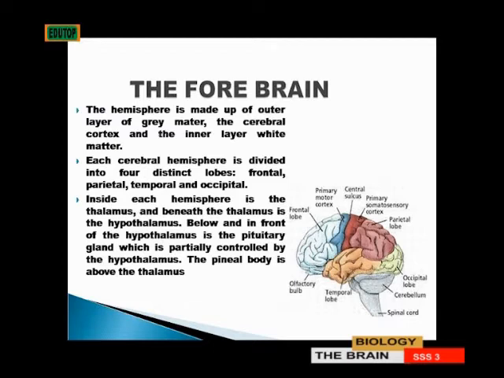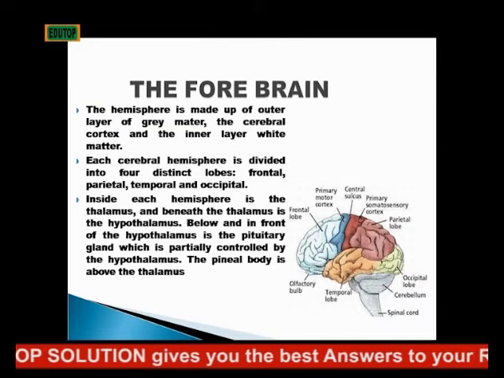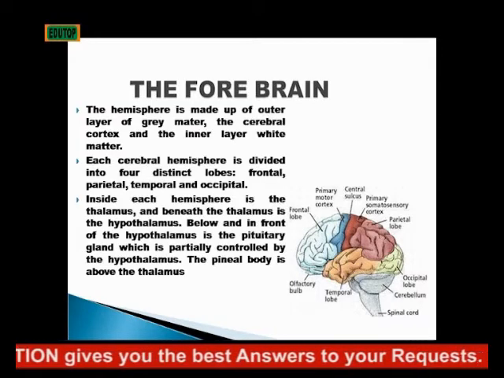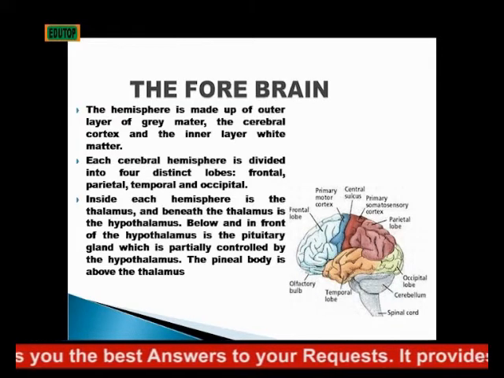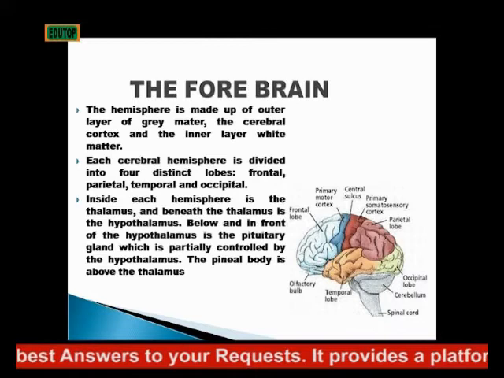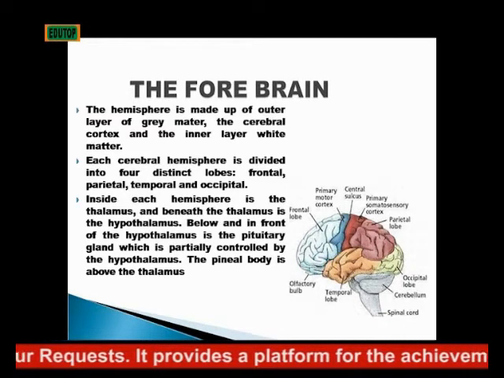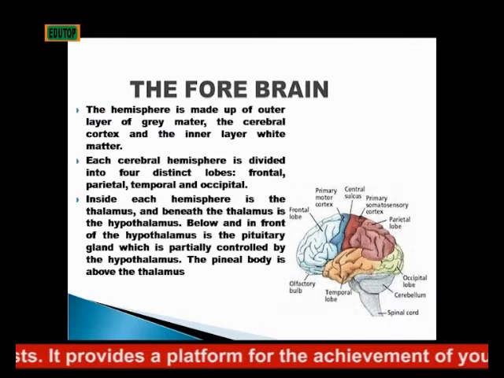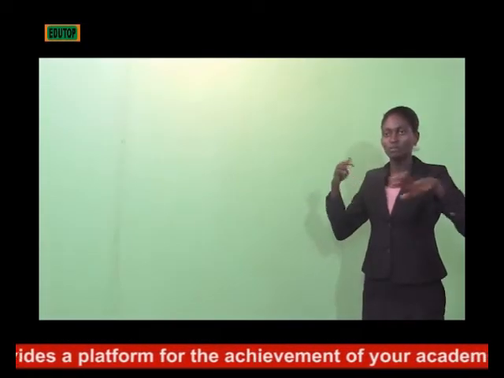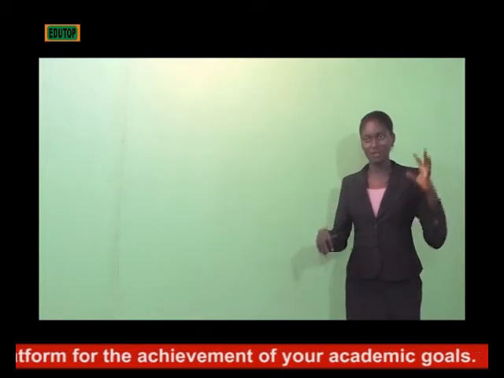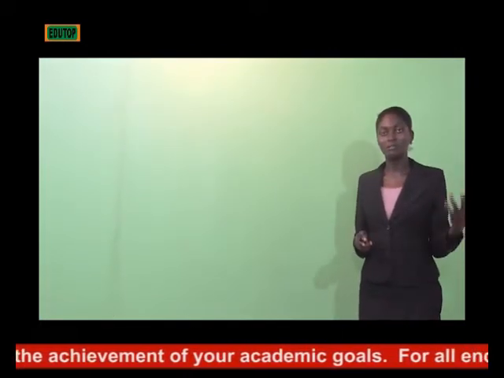Inside each hemisphere is the thalamus. That is, inside the right and the left hemisphere we have the thalamus, and beneath the thalamus is a structure called the hypothalamus. Below and in front of the hypothalamus is the pituitary gland, which is partly controlled by the hypothalamus, and the pineal body is above the thalamus. This is just describing the location of structures in the forebrain.